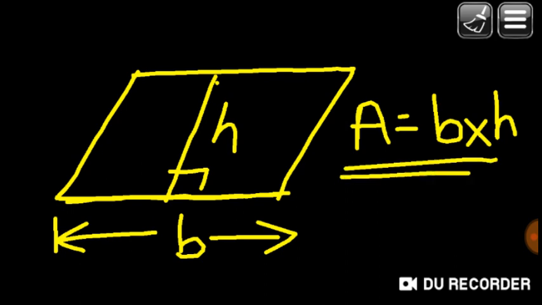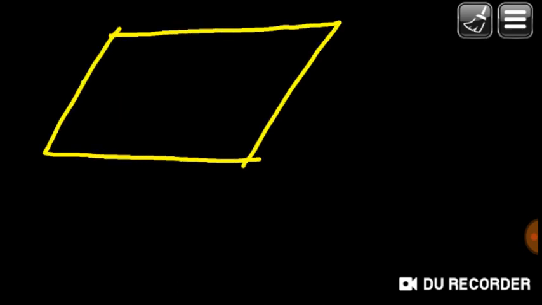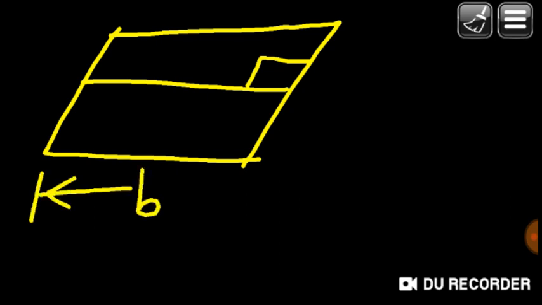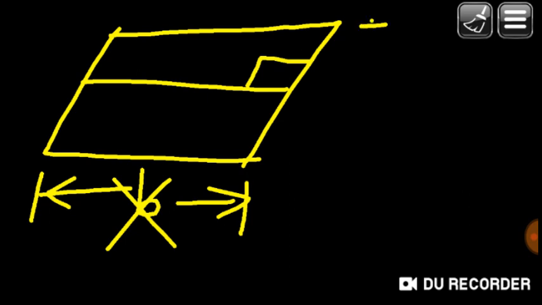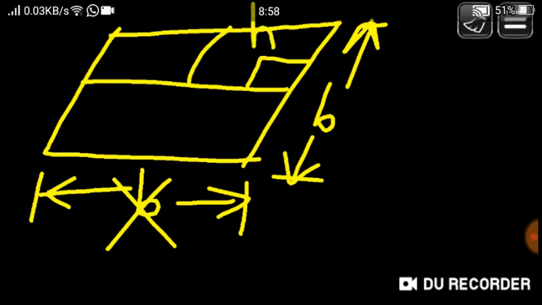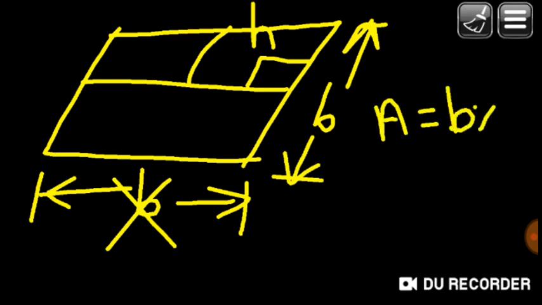Now you might get confused whenever the figure is given like this. Now if you are thinking that this is the base, then you are actually wrong over here, because the height actually rests on the base. So you have to check where the position of the height is. As a result, you have the area base times height.